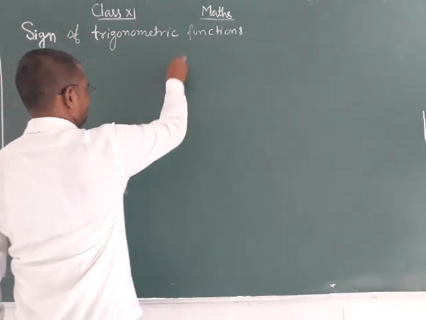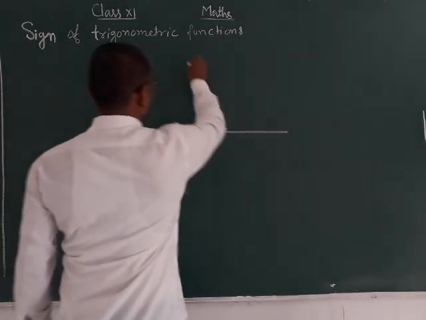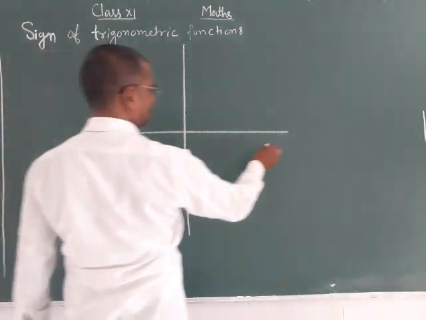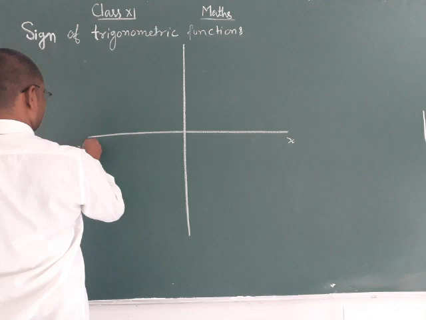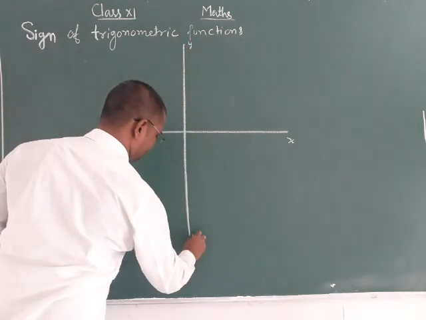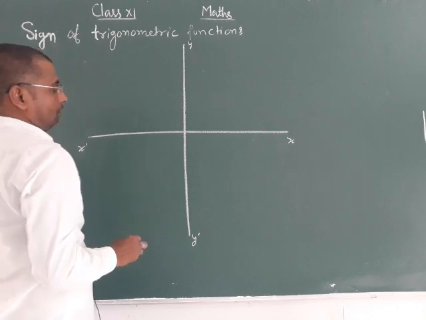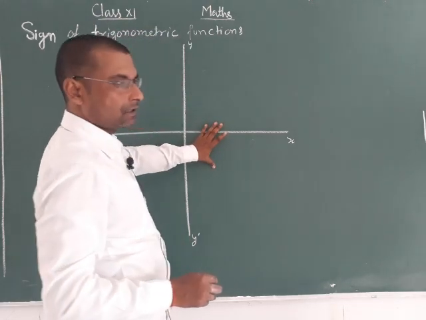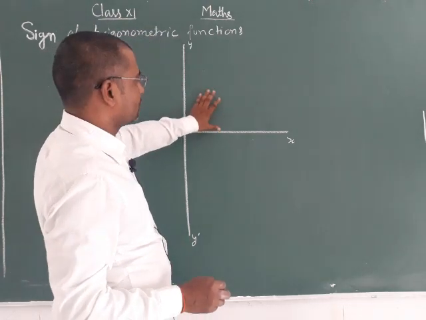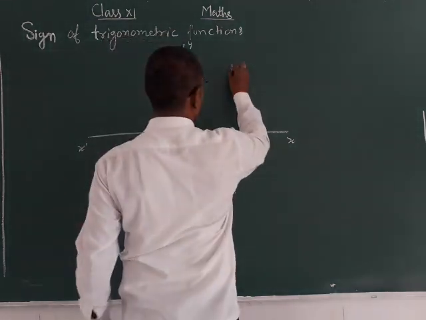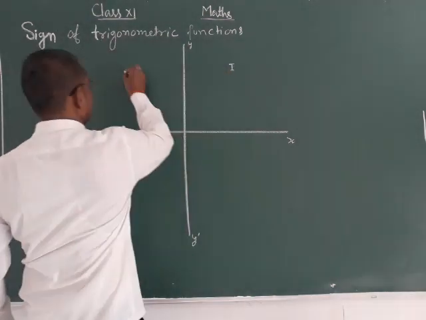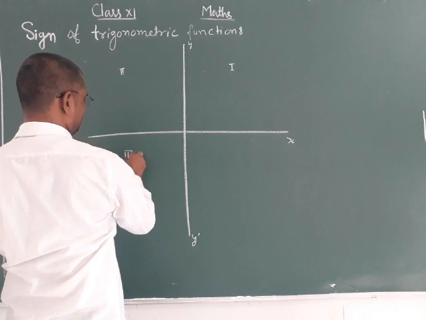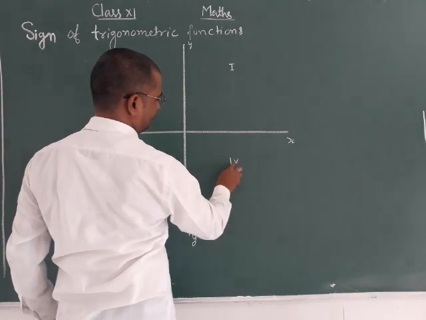Now, two lines, a horizontal and a vertical line. So this is the x'-x axis and the y'-y axis. They divide the plane into four parts, and each part is known as a quadrant. So first quadrant, second quadrant, third quadrant and fourth quadrant.